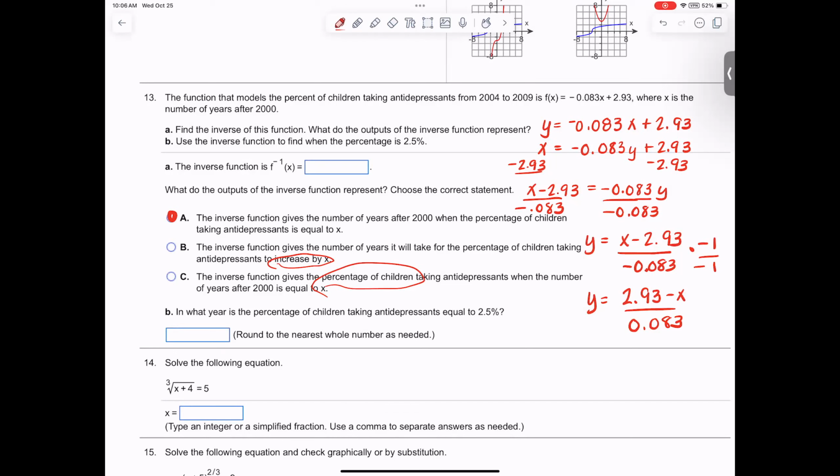Okay, in what year is the percentage of children taking antidepressants equal to 2.5%? So we're going to evaluate this function at 2.5. Take your handy dandy calculator out. And my handy dandy calculator says that's 5.2. So that's 2005.